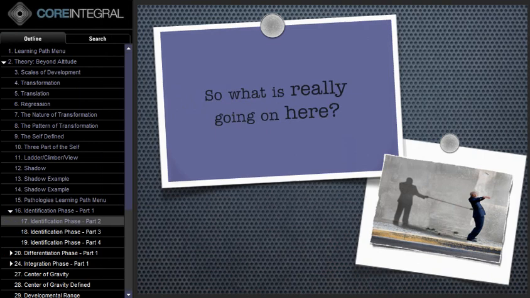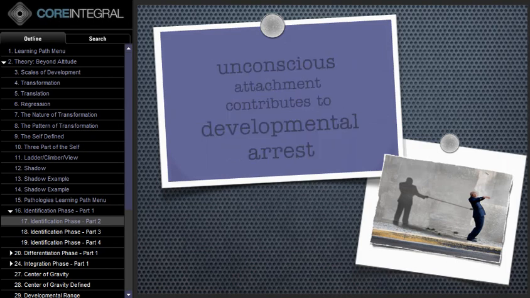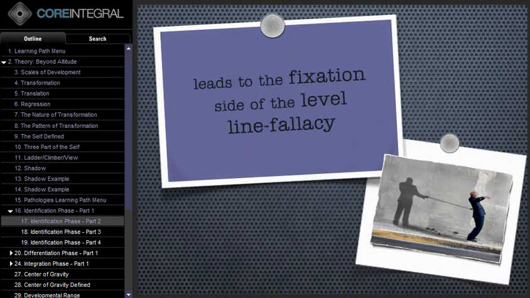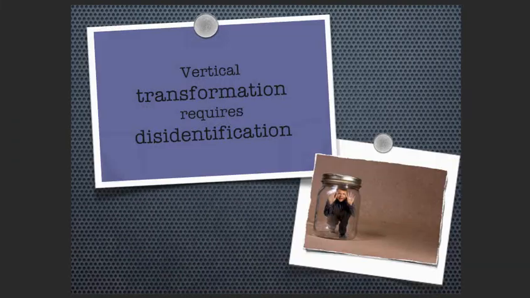So what is really going on here? Every addiction has an unconscious, hidden, or shadow attachment, and this section will cover the unconscious attachment or hidden addiction associated with developmental arrest during the identification phase of the fulcrum. Here we aim to show how unconscious attachment contributes to developmental arrest and leads to the fixation side of the level line fallacy. This is the overall process.